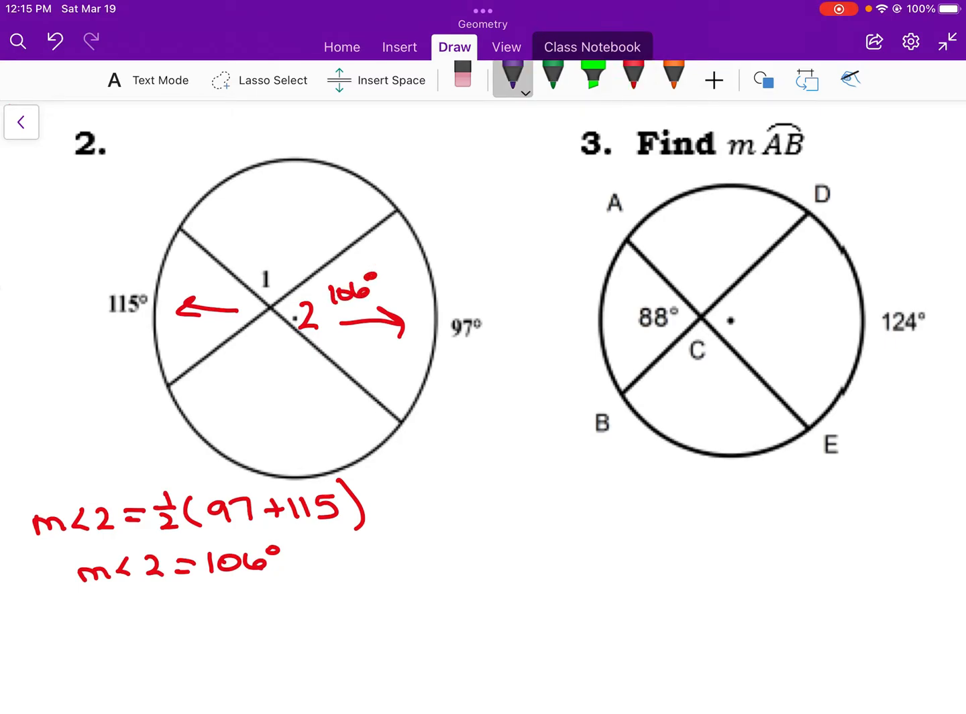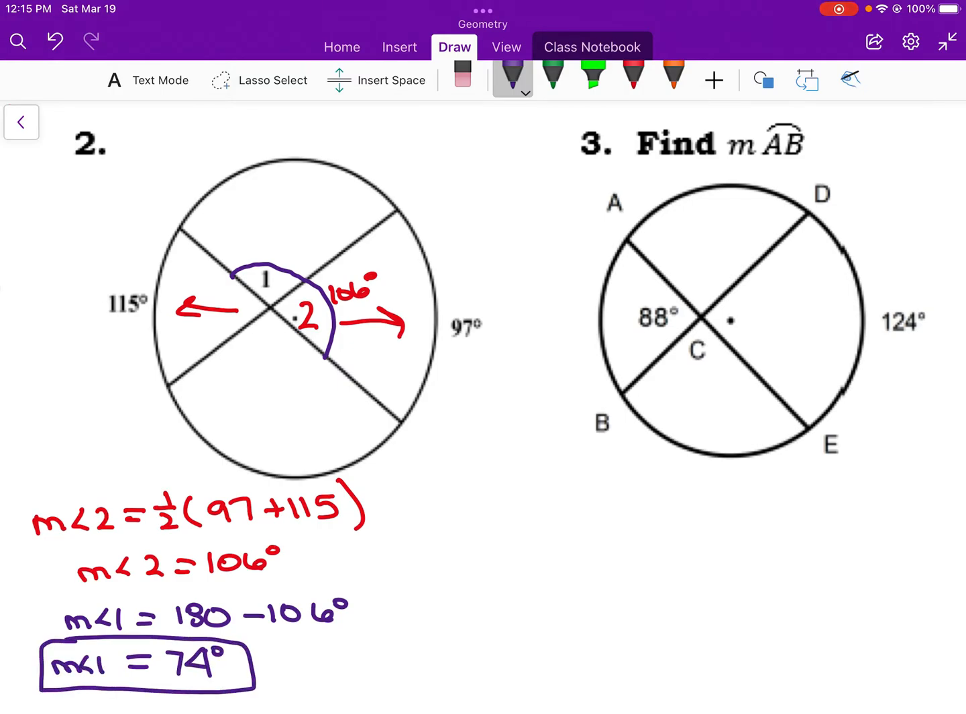And remember we said that the relationships of vertical angles and supplementary angles hold. So angles 1 and 2 here are falling on a straight line, meaning they're supplementary. So the measure of angle 1 is just going to be 180 minus angle 2, which was 106. That gives me 74 degrees. Notice how all of the geometry from the past comes back to haunt you again.